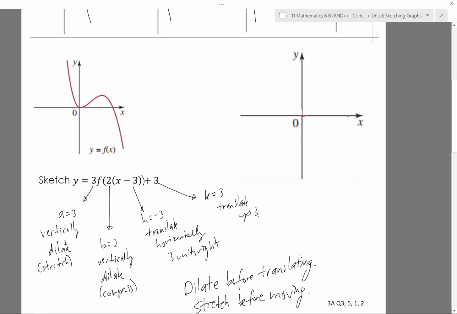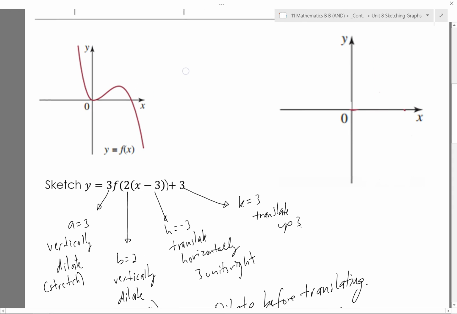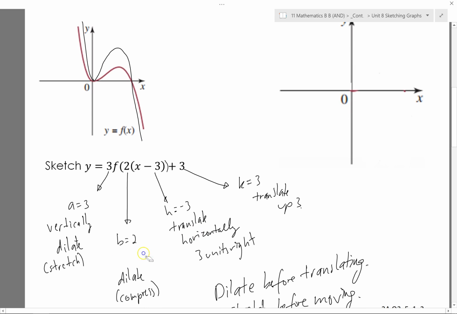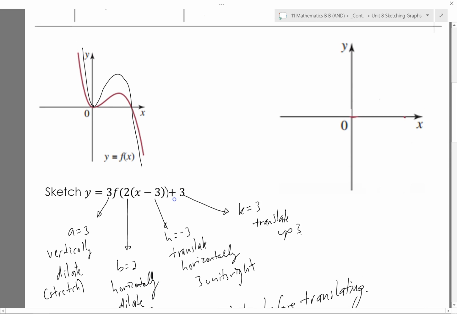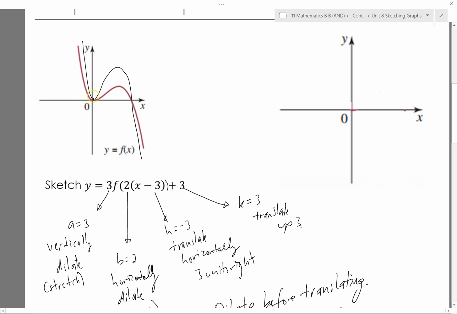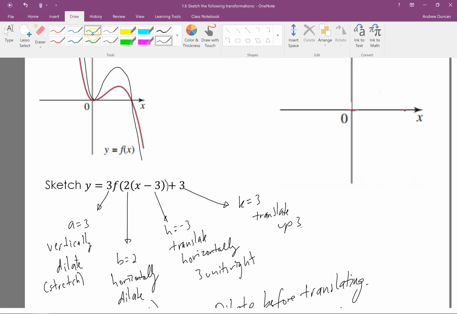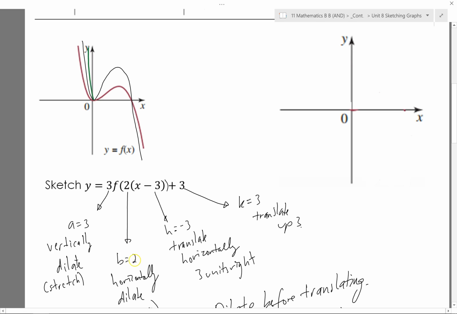So let's have a go at doing that. I'll apply my two dilations. So I'm stretching it in the vertical direction like I've done before. There we go, stretching in the vertical direction. Okay, and then I'm horizontally dilating, so I get everything closer to the y-axis, even closer than it was before. I'll do this in another color. So shift everything in closer to the y-axis.